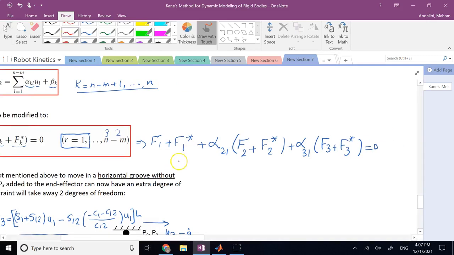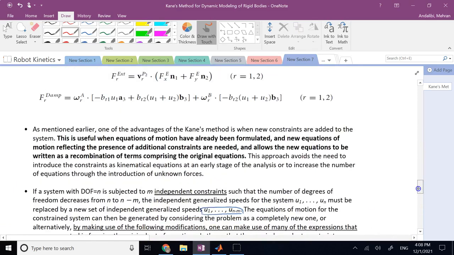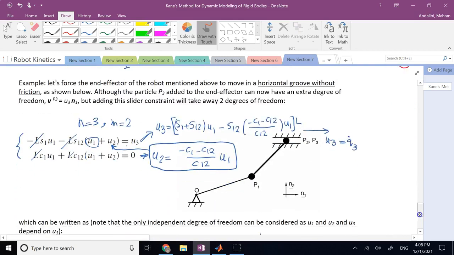Now, in the previous scenario, I have already calculated for you F1 and F star 1, F2 and F star 2. So I don't need to recalculate them. Alpha 2,1 and alpha 3,1, I just calculated for you based on the constraint. The only thing we need to explain is what? F3 and F3 star. If I know them, then it's over. My equation of motion is done. And the question is, what is F3 and what is F3 star in this case, right?